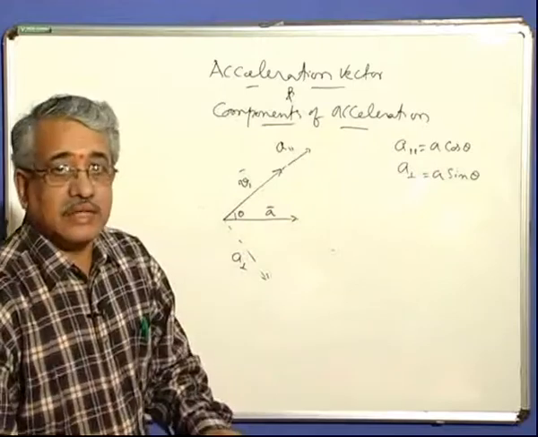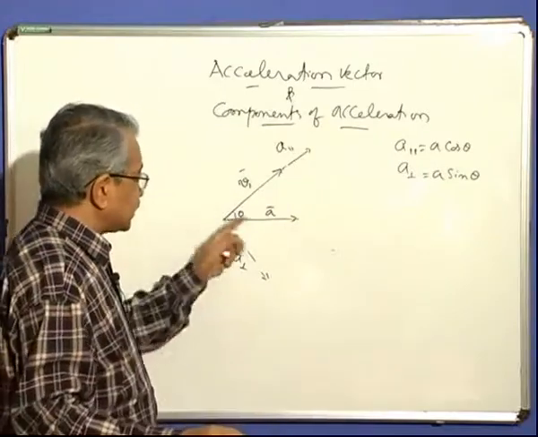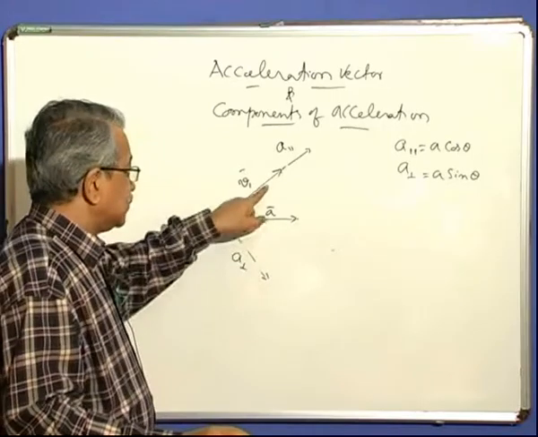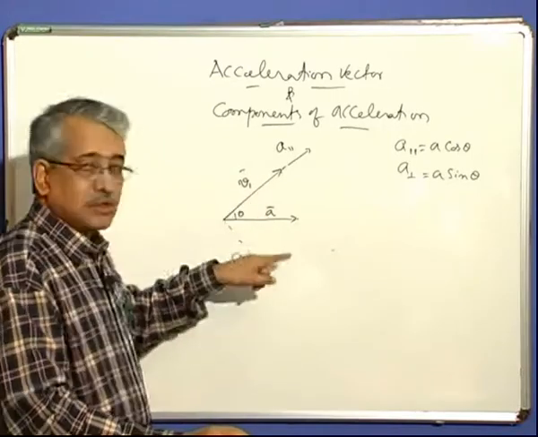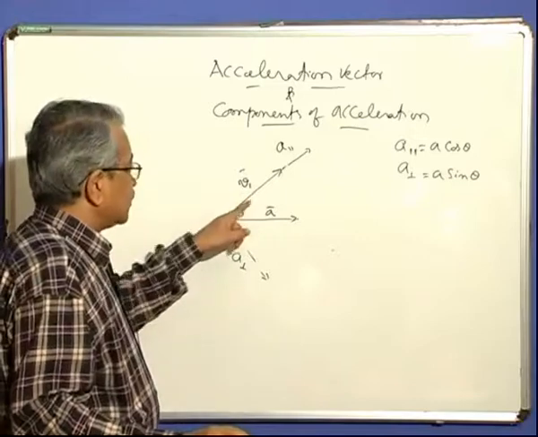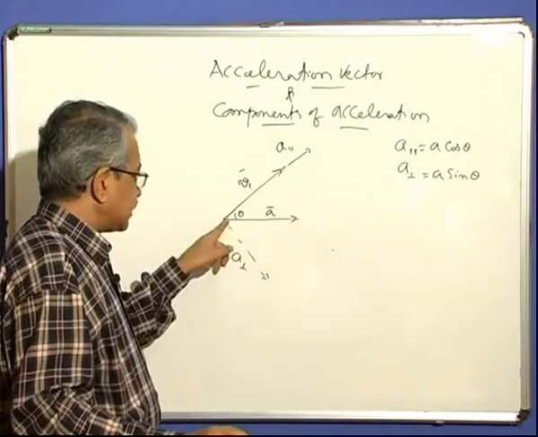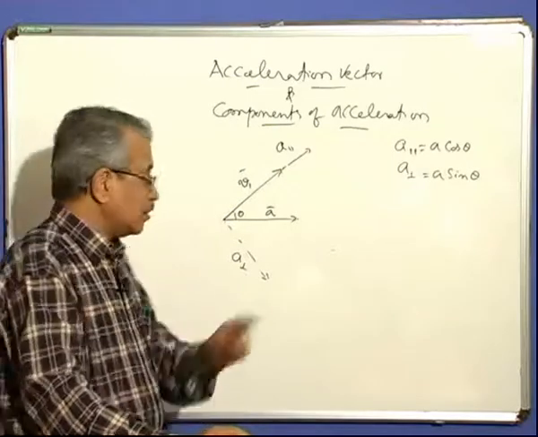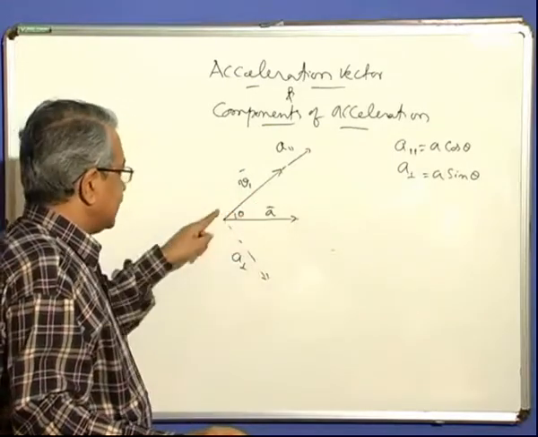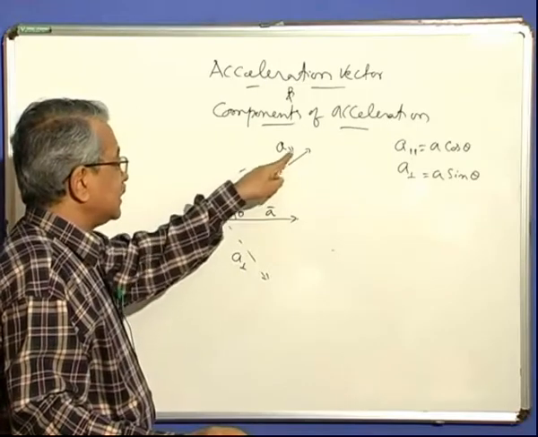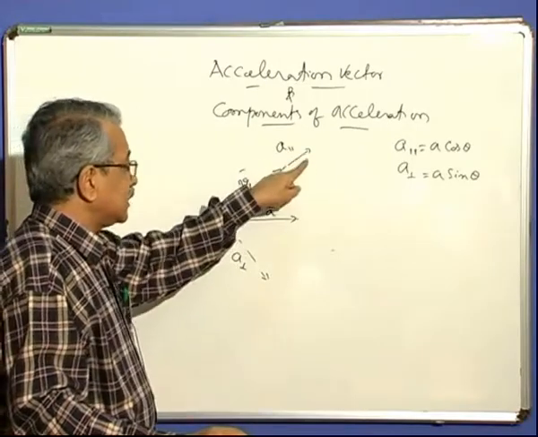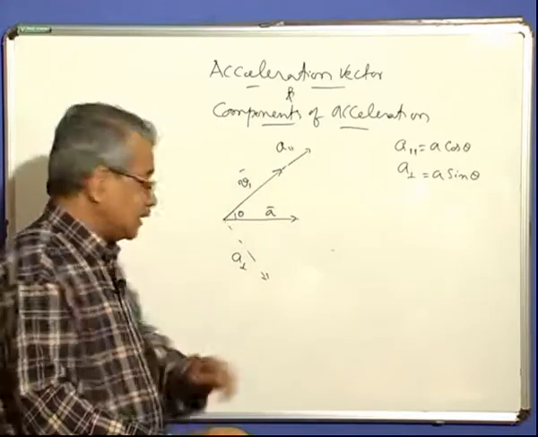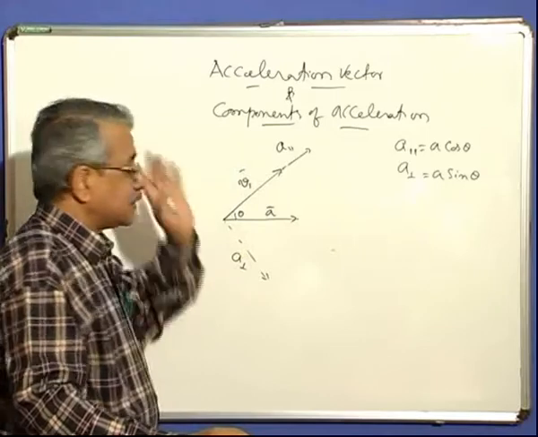What is the advantage in doing this? That's what we will see now. You can resolve the acceleration vector A in two mutually perpendicular directions, one parallel to the velocity and another perpendicular to the velocity. By doing so, we can understand one thing very clearly. The parallel component of acceleration alone affects the velocity in magnitude. The perpendicular component will not affect the magnitude.